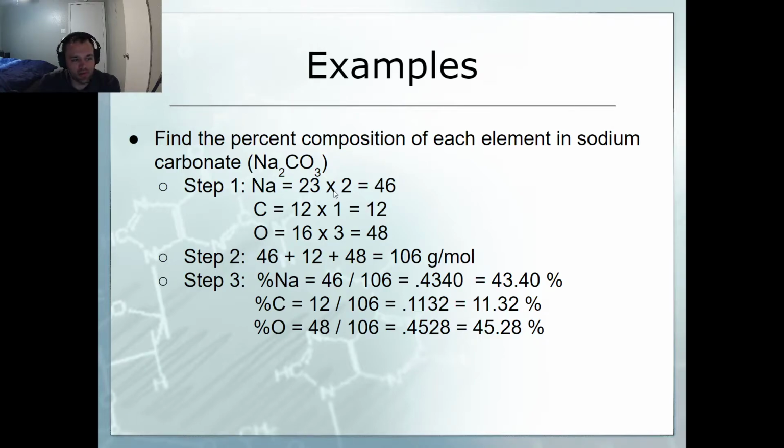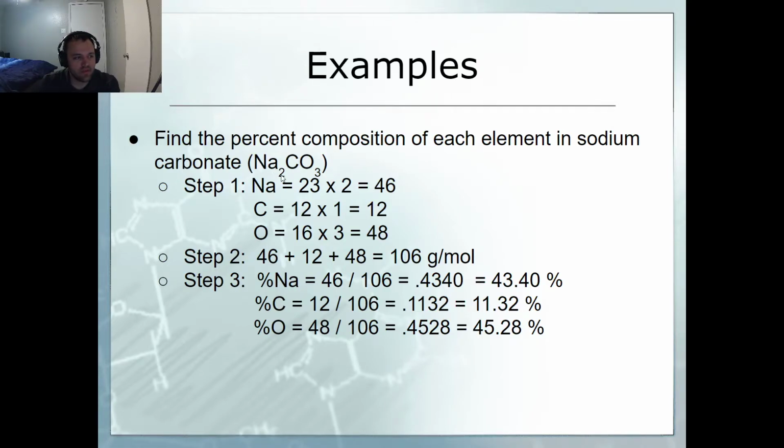You look on the periodic table to find the atomic mass of each of these elements. So sodium, it would weigh 23, carbon is 12, oxygen is 16. And then you multiply each of them by however many there are in the formula.